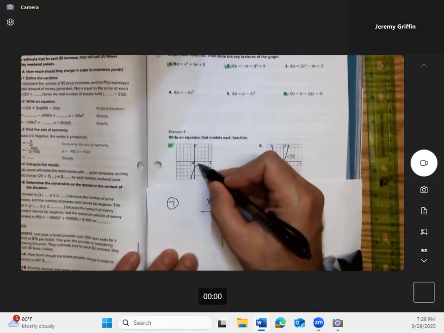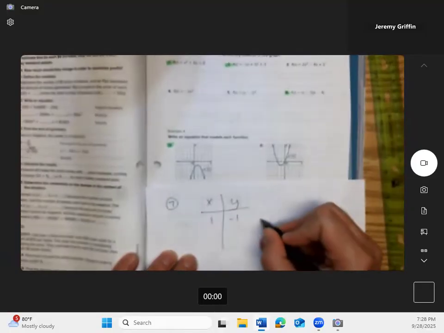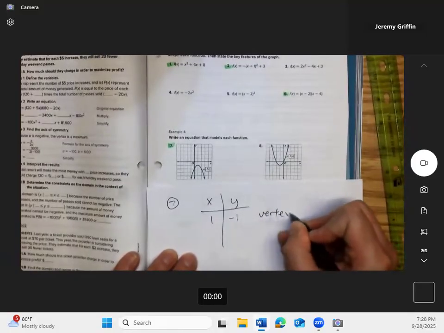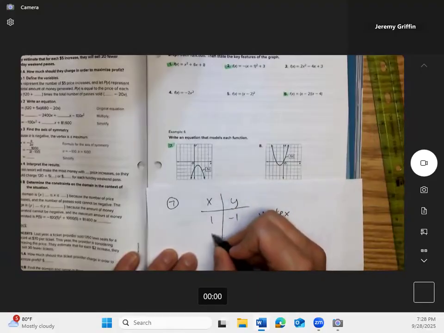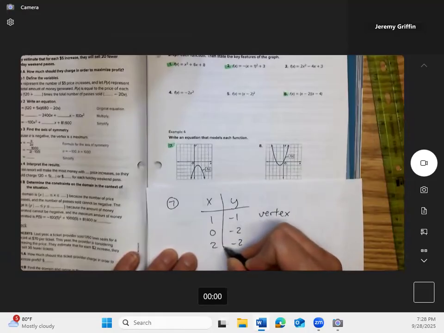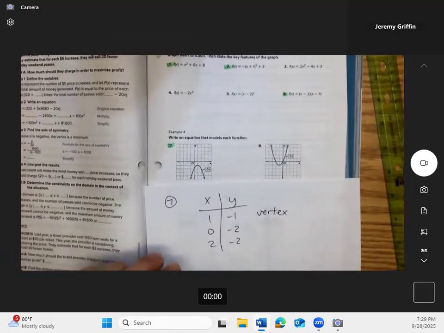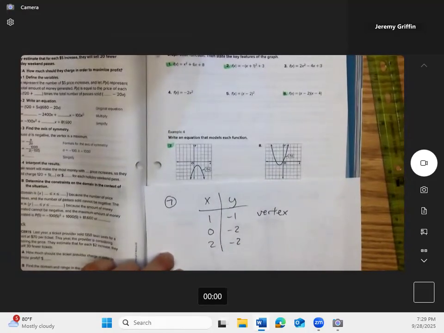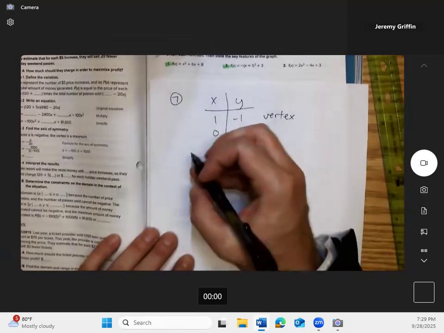So I see if I plug in 1 for x, I get -1 for y. In fact, that is the vertex right there. And then if I plug in 0 for x, I get -2 for y. If I plug in 2 for x, I also get -2 for y. Okay? How about vertex form? Let's go to vertex form.